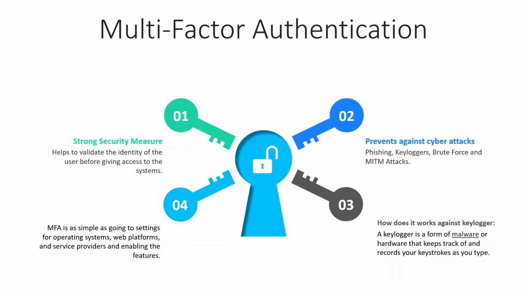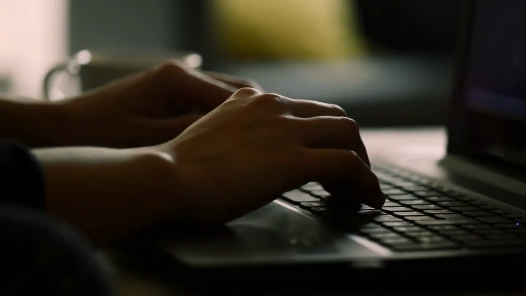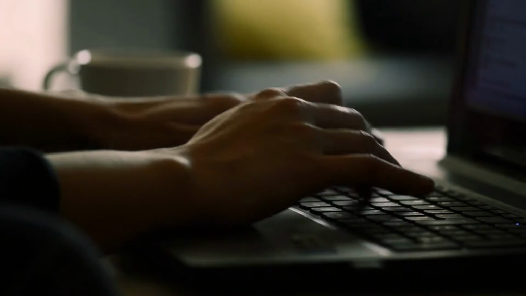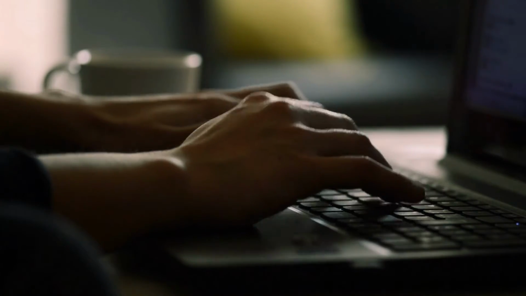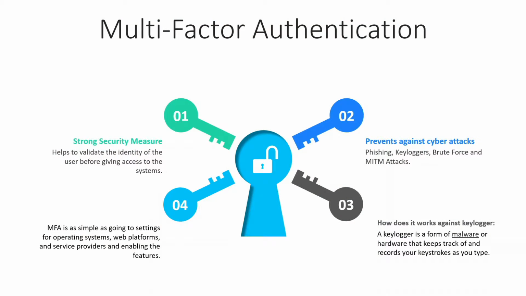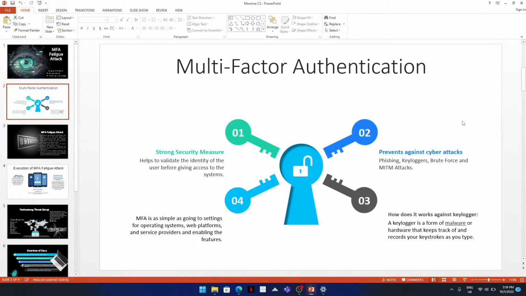To understand how multi-factor authentication works, we need to execute one of the attacks, which is a keylogger attack, and it's very easy to execute as well. A keylogger is something that records each and every keystroke you type on your device. We need to install it, execute it, and let me show you how we do this.